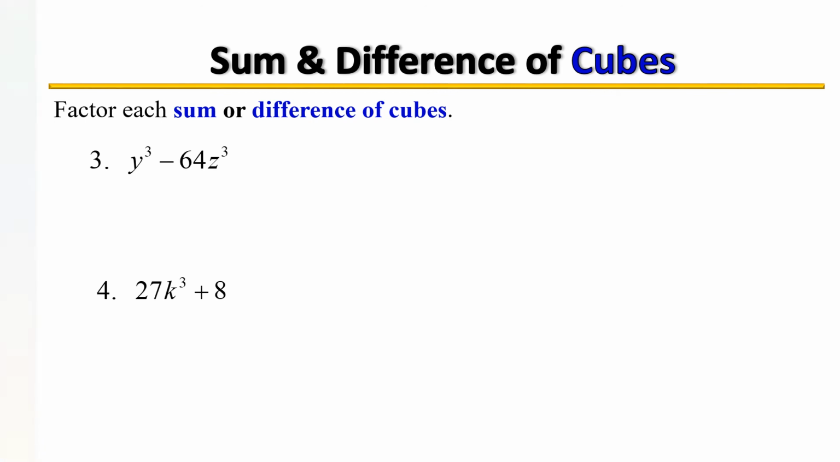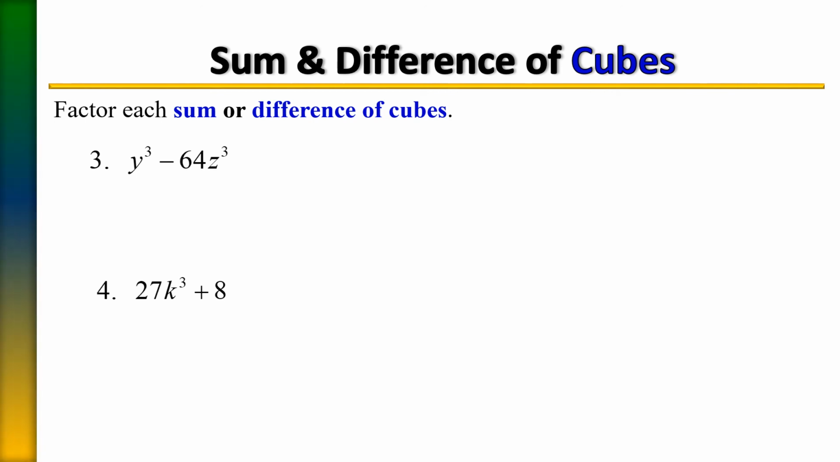So let's do a little practice to make sure that you understand what you're doing. So here we have the first example, a difference of cubes. Remember, you're going to have to find the cube root of those terms. The cube root of y to the third power is y. The cube root of 64z to the third power equals 4z. So those are the two terms you're going to be dealing with, y and 4z. So now you're going to plug those in. But first, make sure you identify what the signs are.